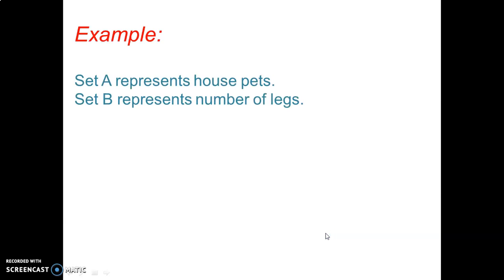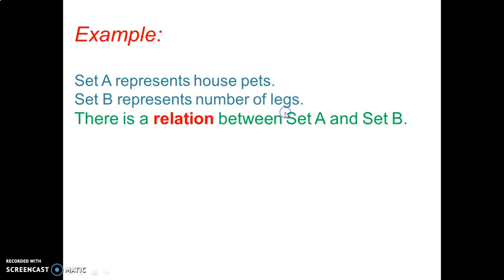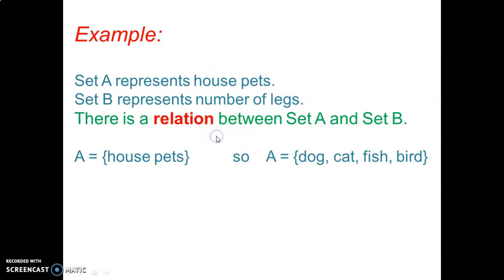Okay, let's look at that in an example. We have an example where set A represents house pets and set B represents number of legs. So there is a relation between set A and set B. Obviously, house pets have some number of legs, so we can show there's a relationship between those two sets. So we can say set A equals, in curly brackets, house pets. That's just defining what it is, and here in detail we list the elements in that set: dog, cat, fish, bird. These are house pets in that set.